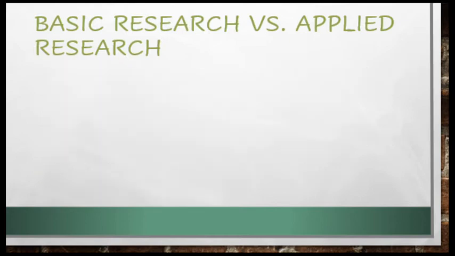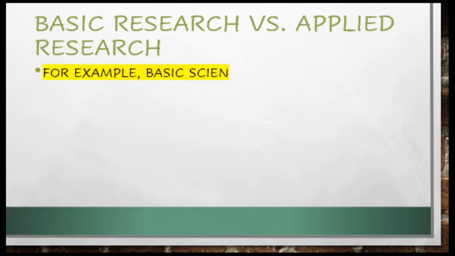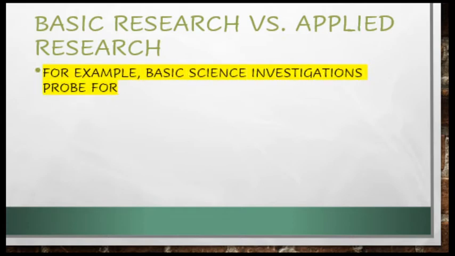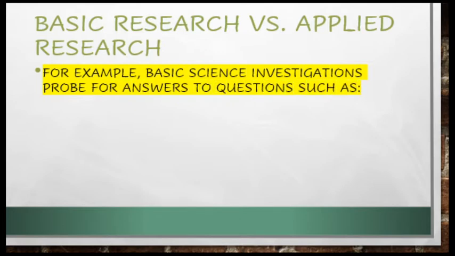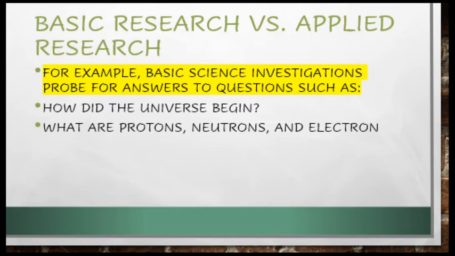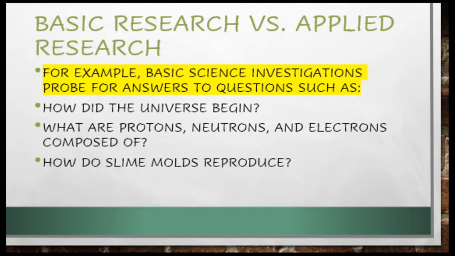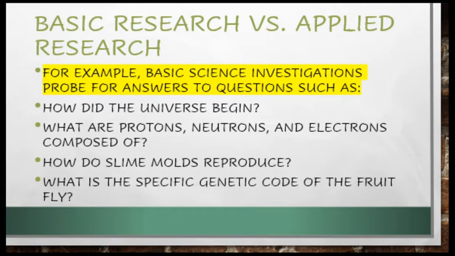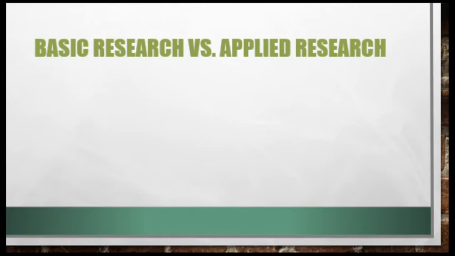In addition, basic science investigations probe for answers to questions such as how did the universe begin? What are protons, neutrons, and electrons composed of? How do slime molds reproduce? And what is the specific genetic code of the fruit fly? So those are examples of basic research. Okay, let's proceed to the next type of research.